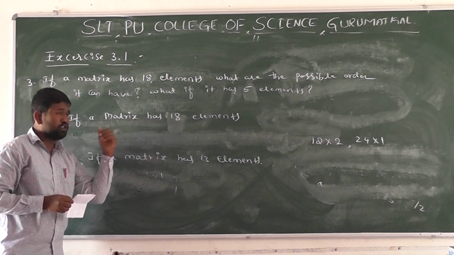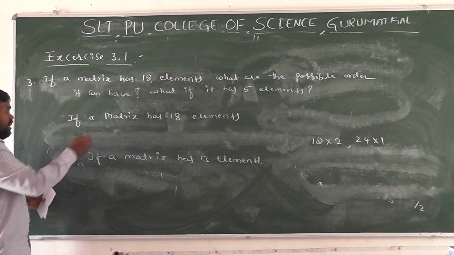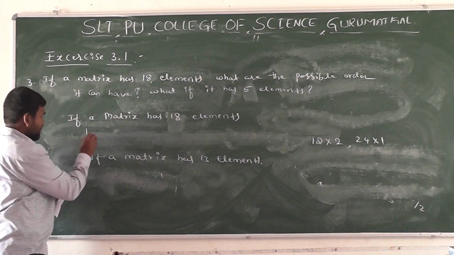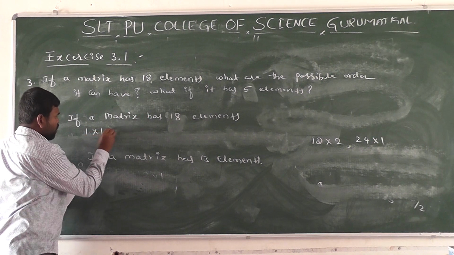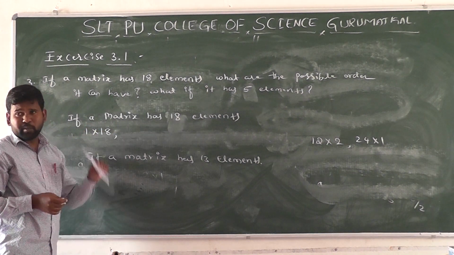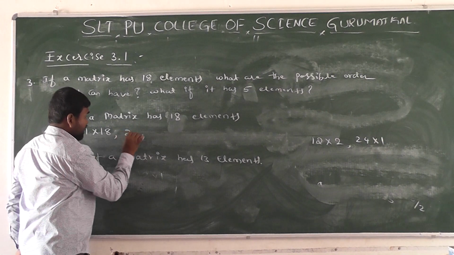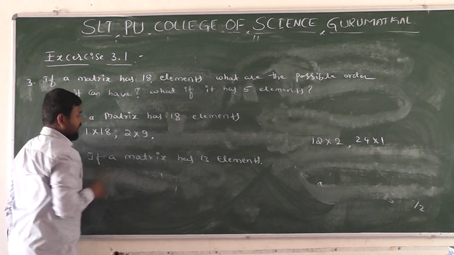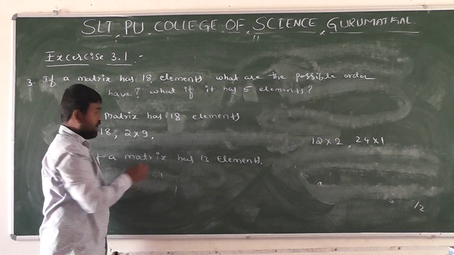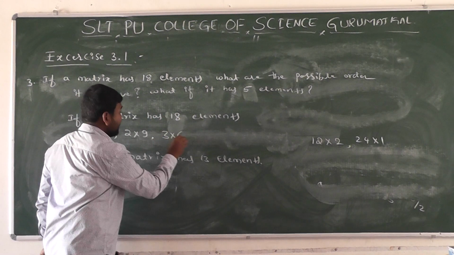18 is a multiple of which numbers? That gives the order of the matrix here, right? 18 is a multiple of 1, right? 1 times how much is 18 here? 1 times 18, right? 1 cross 18 is one order. Next, 18 is a multiple of 2. 2 times how much is 18 here? 2 times 9, 2 cross 9 is another order of the matrix. Next, 3 times 6, right?